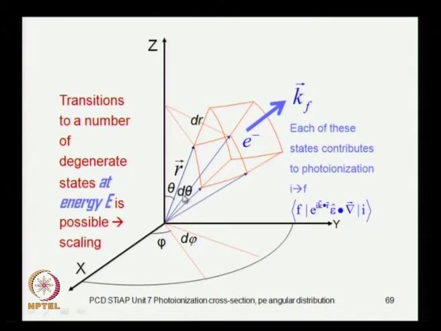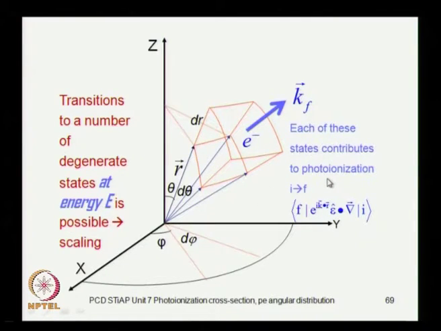We have the photoelectron which is ejected along this wave vector kf, but then remember that in this direction there may be other energy states which are degenerate with the energy at which the transition is taking place, and therefore, this is not a unique transition.